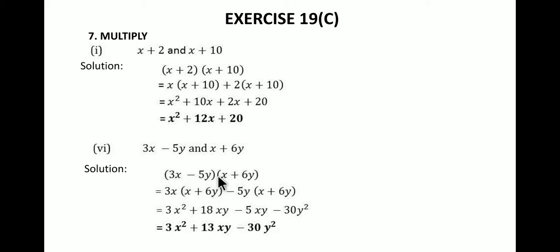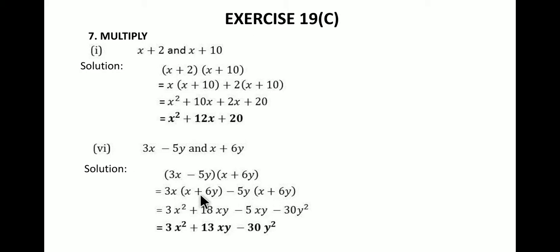Always write the two binomials within brackets. You cannot just write one within the bracket and the other outside of the bracket. You have to write everything inside the bracket if it's not a single term. If it is more than one term, then it has to be enclosed within the bracket. So 3x multiplies x plus 6y, just like the previous case. Again, minus 5y multiplies x plus 6y.